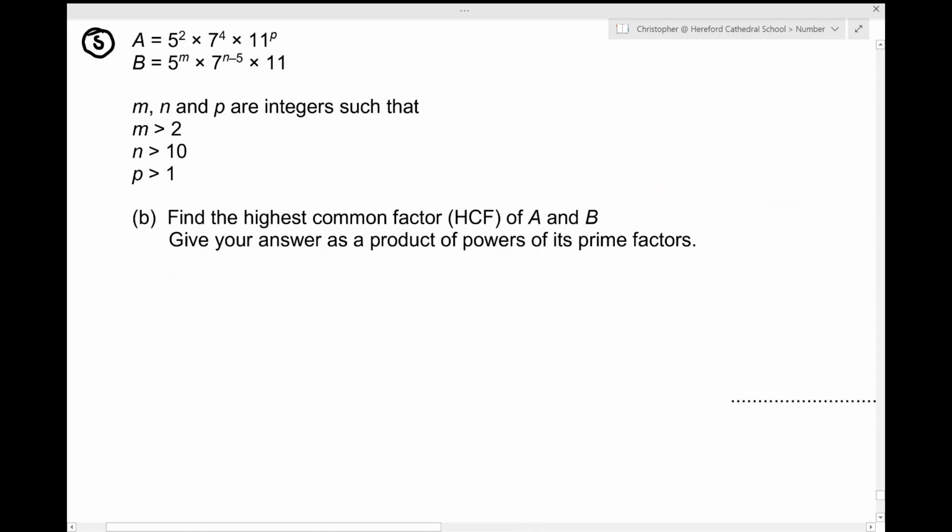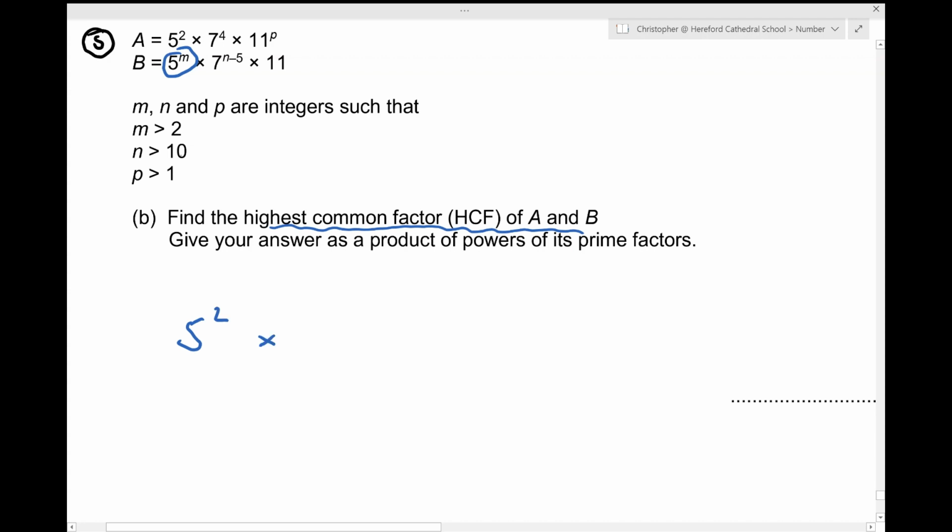Question 5. Right, we've got an expression for A and an expression for B, and we need to find the highest common factor of A and B. So we're looking for the lowest powers of each of those prime factors. Now, if m is greater than 2, then this 5 to the m must be 5 to the 2, 3, 4, or 5, 5 to something of 2 or more. So the lowest power of 5 is 5 squared.